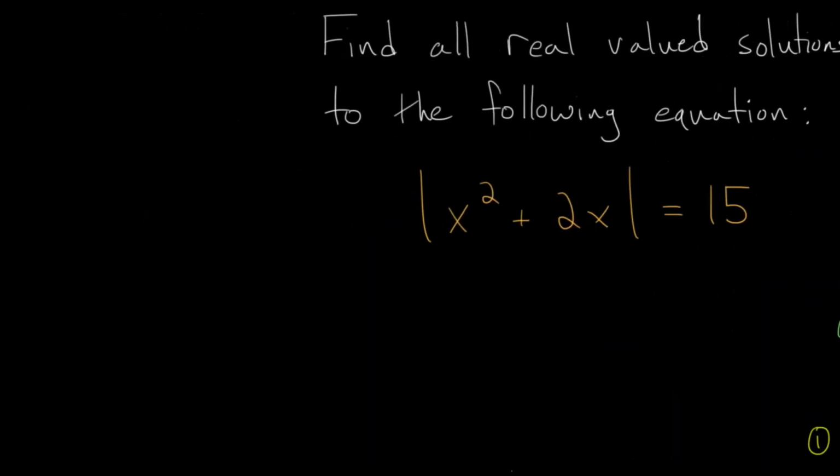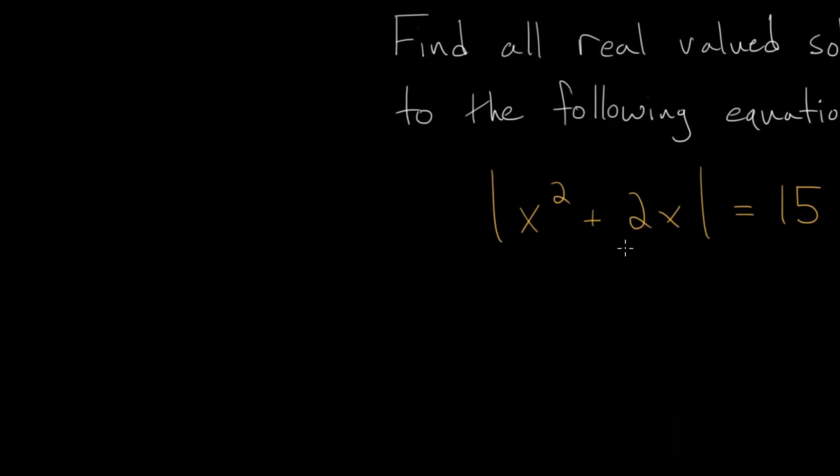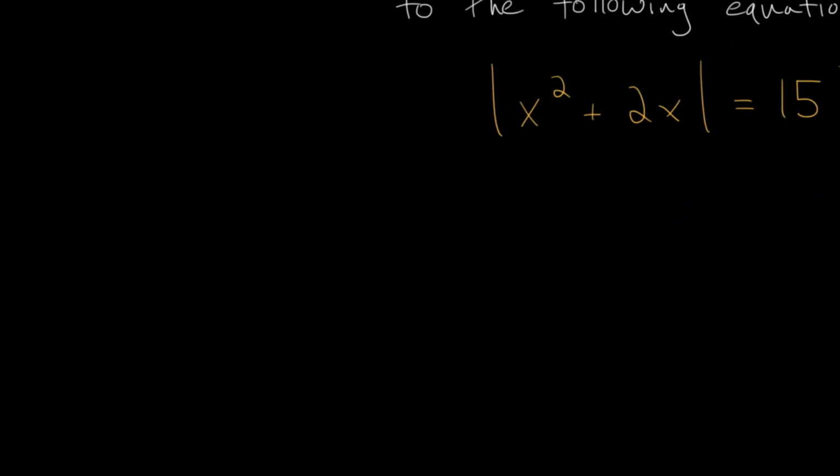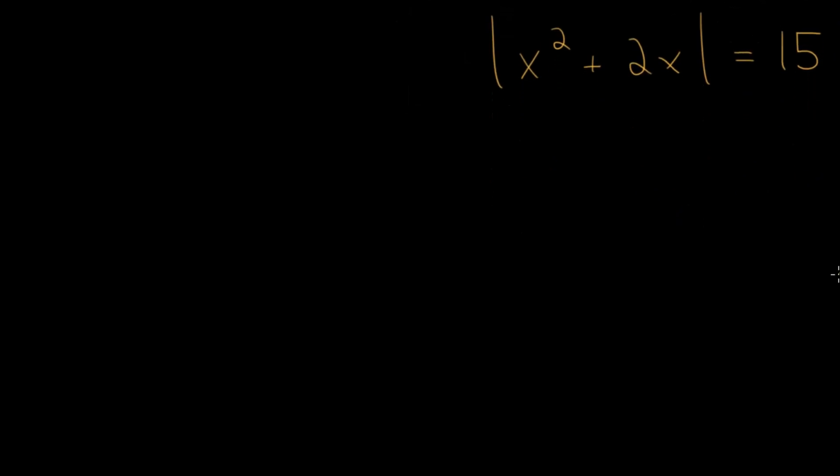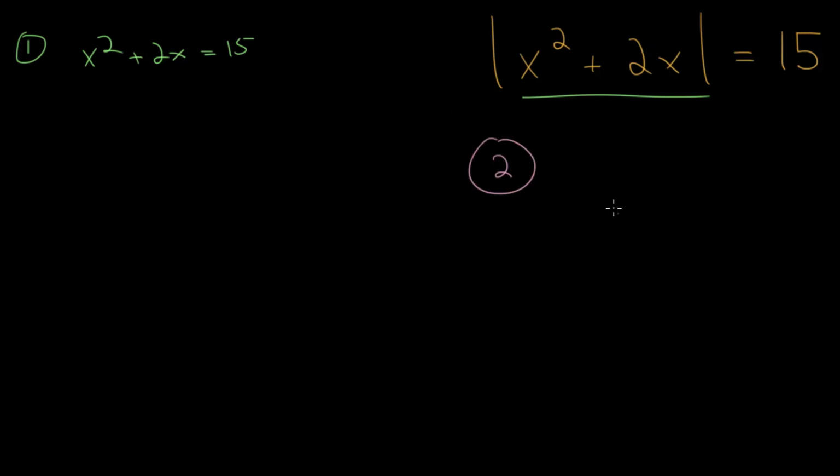So let me scroll over so that we have more room to work on this. And we can scroll down as well. So we will separate this into two equations and then solve each of those equations. We want to look at the case when this is equal to +15. And the absolute value bars won't affect that. And then we'll look at the second scenario when this expression is equal to -15, and then the absolute value bars will flip that and make it +15.